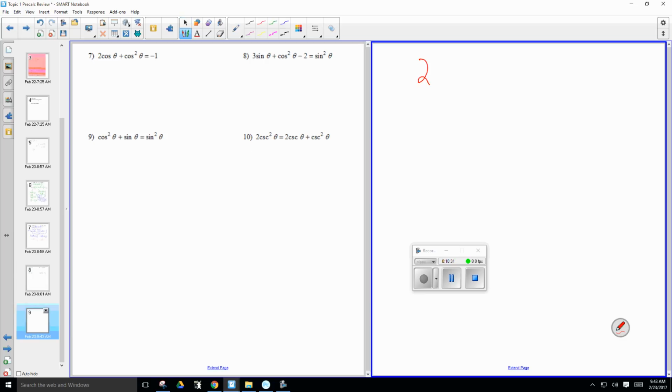So 2 cosine. I'm going to rewrite this as cosine squared plus 2 cosine plus 1 equals 0. So this is the same as x squared plus 2x plus 1 equals 0. So if that helps you, some of you will take calculus beyond your wildest dreams as you go to college. You won't even know it yet.